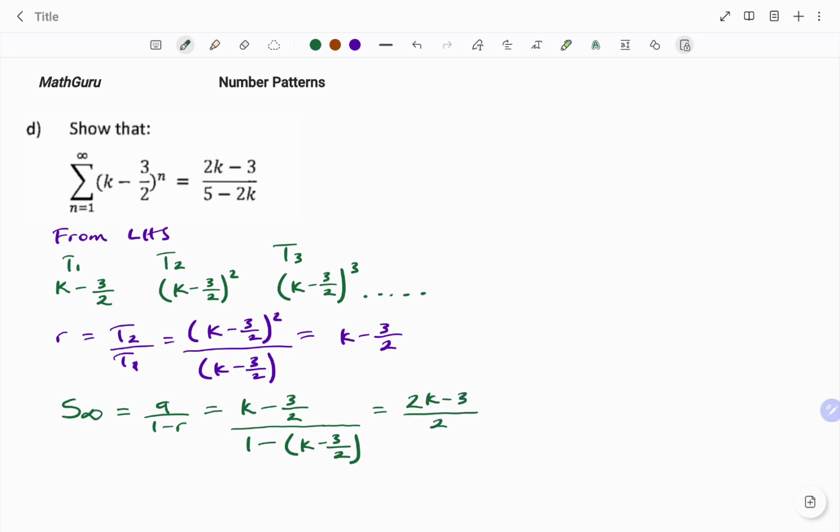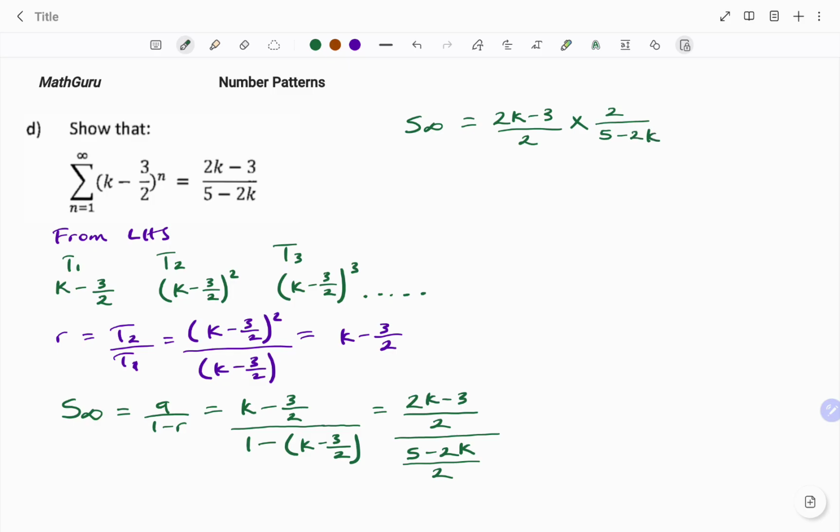Let's put that under the same denominator. I'm going to do the same at the bottom. For what I have, if I resolve, that's going to be (5 - 2k) divided by 2. So I have a complex fraction there. If I switch that around, that's my S to infinity. Then I have 2k minus 3 divided by 2 as the numerator. I'm going to change my fraction to multiplication, and then I flip the denominator, so that's going to be 2 over 5 minus 2k.